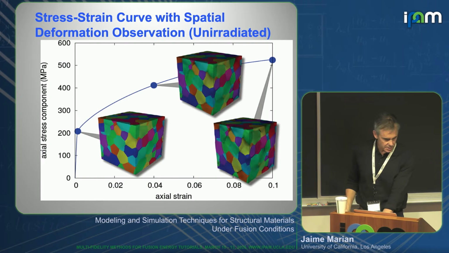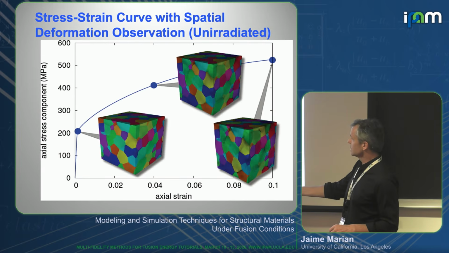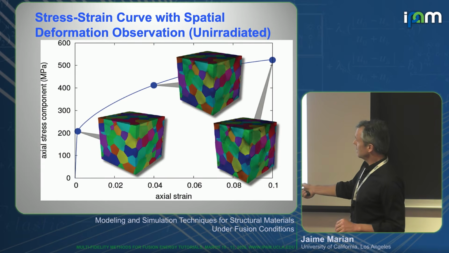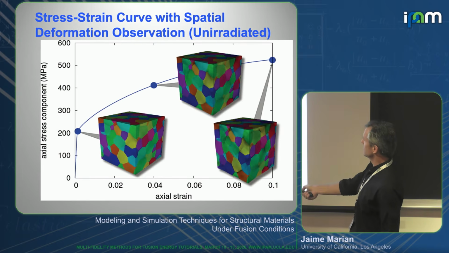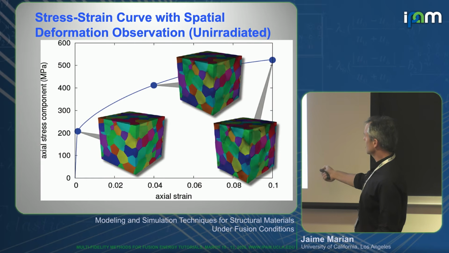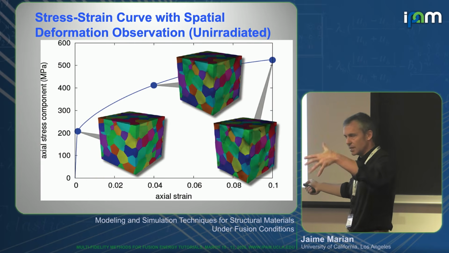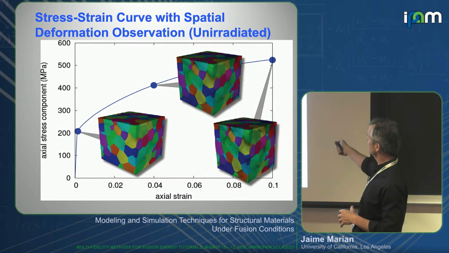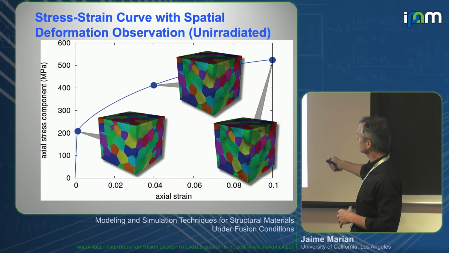I'll cut to the chase here. If we don't have irradiation, there are no bands. This is a stress-strain curve for an unirradiated system. You deform it uniaxially, like you apply a tensile load like this, and the system deforms. There's some discreteness here because you have grains, and the grains are oriented differently, but more or less it is homogeneous deformation, as reflected by this monotonically increasing stress-strain curve.